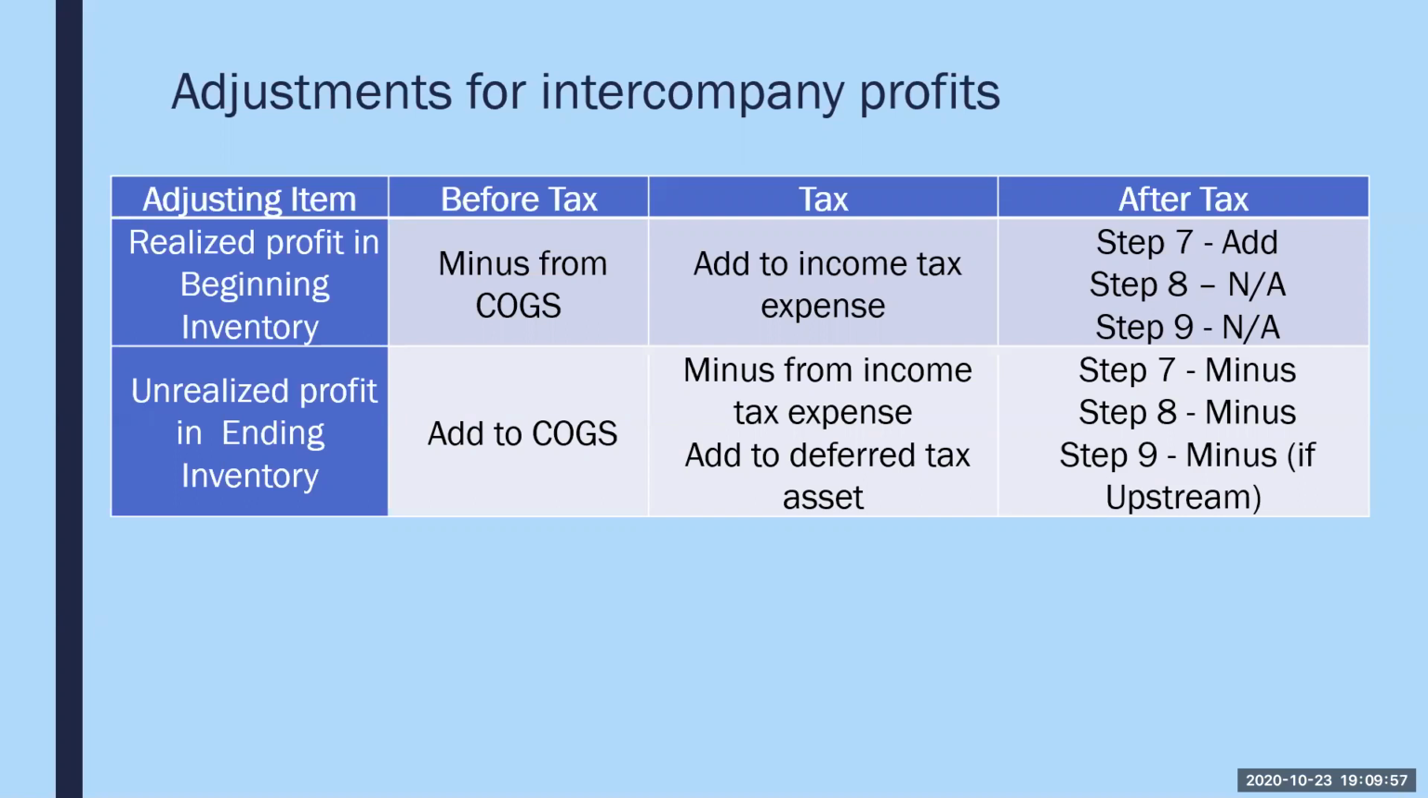Now, for the after-tax amount, there are adjustments. On step 7, we subtract the amount, depending on if it was a downstream transaction or upstream transaction.